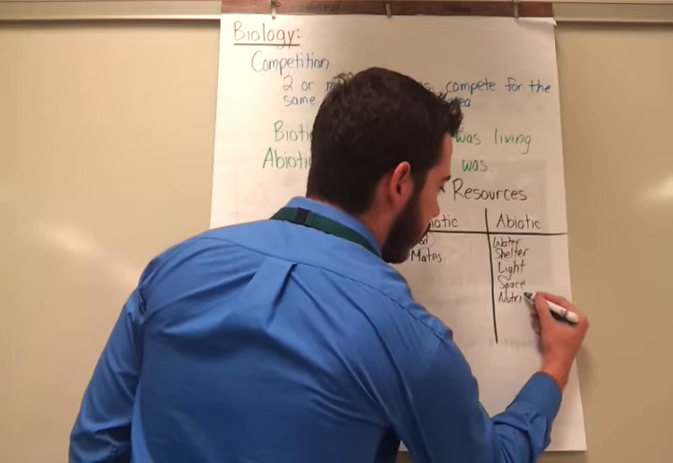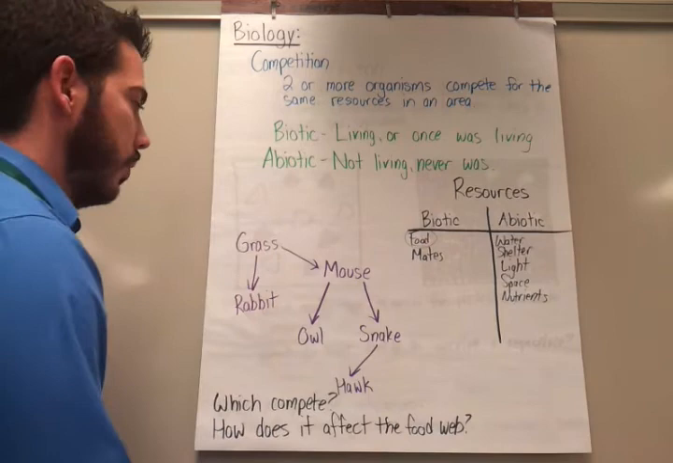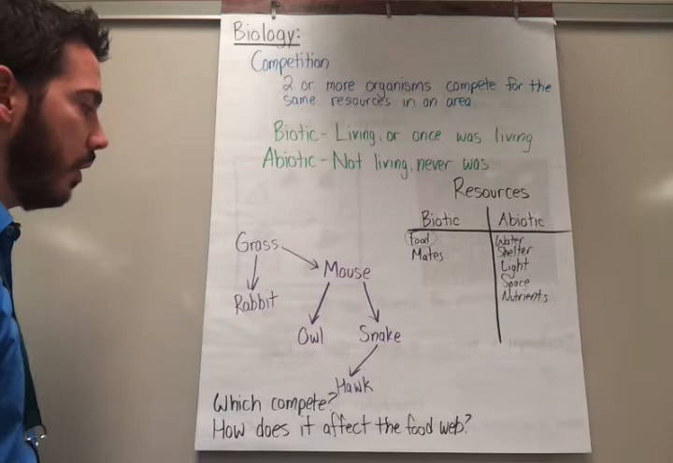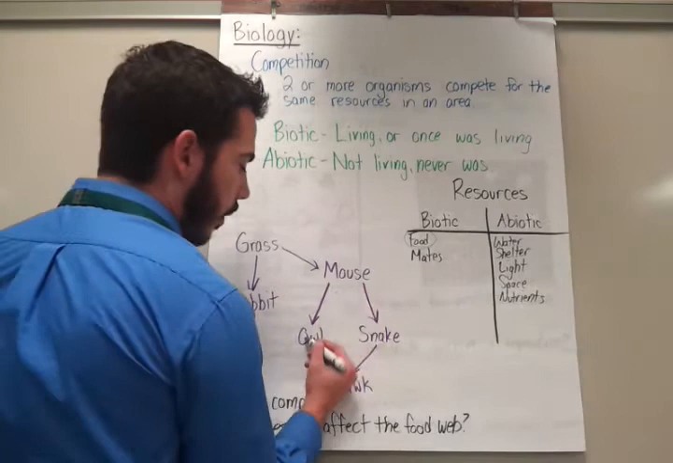So here we have another basic food web. It's a little bit easier than the last one. Which organisms compete in this one? Well, if you take a look, two organisms eat the same food source. The owl and the snake both eat the mouse, so they are in competition with each other.